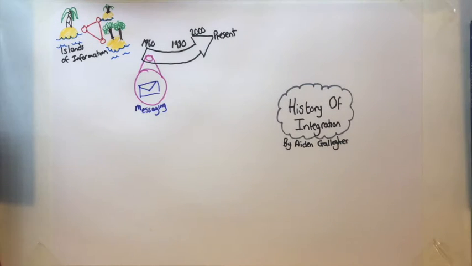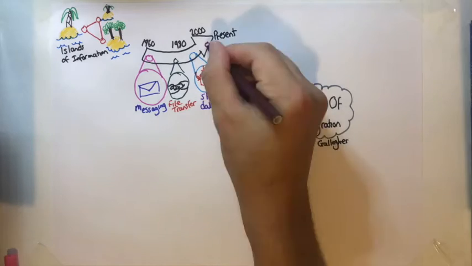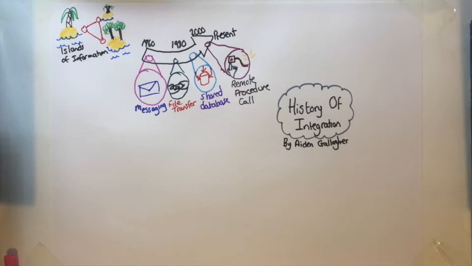There was messaging, the sending and receiving of messages from one system to another. There was file transfer, the sending and receiving of files from one system to another. There was a shared database, two or more systems accessing the same data. And there was remote procedure calls, one system asking another to perform a task for it on its own system.